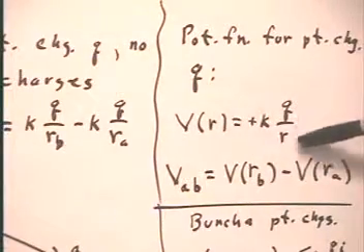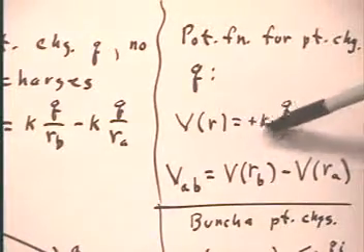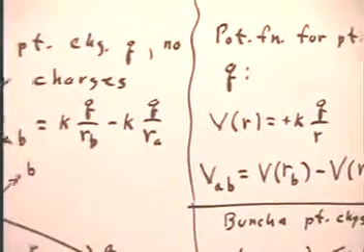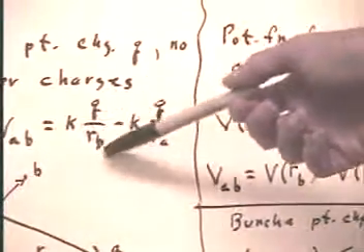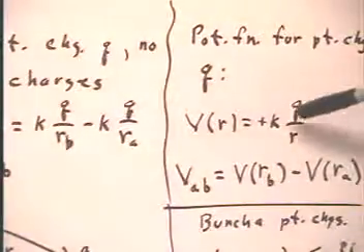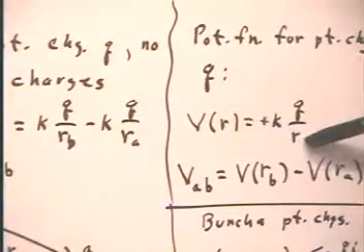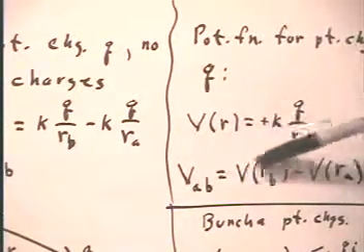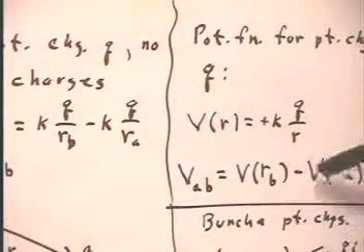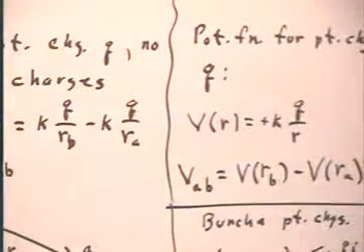is KQ over R. Okay, if we define the potential function V of R as KQ over R, then this difference, the potential from A to B, KQ over RB minus KQ over RA, is seen to be nothing but V of RB, which is KQ over RB, same as we have here, minus V of RA, which would be KQ over RA, which corresponds to what we have here.